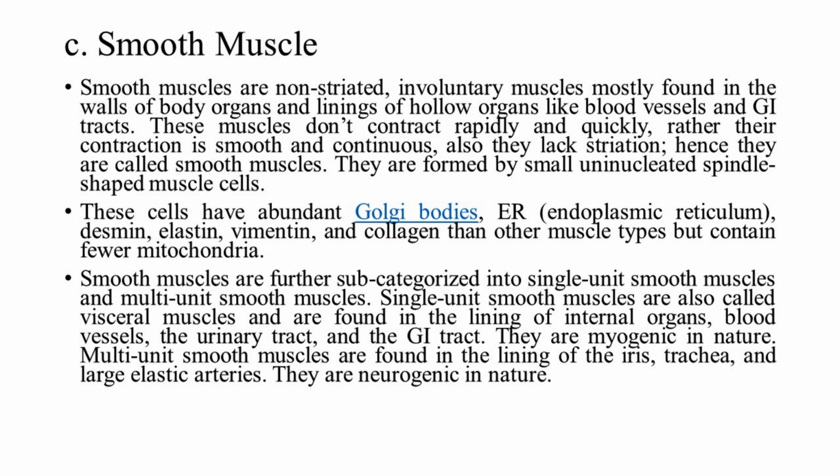They are myogenic in nature. Multi-unit smooth muscles are found in the lining of the iris, trachea, and large elastic arteries. They are neurogenic in nature.